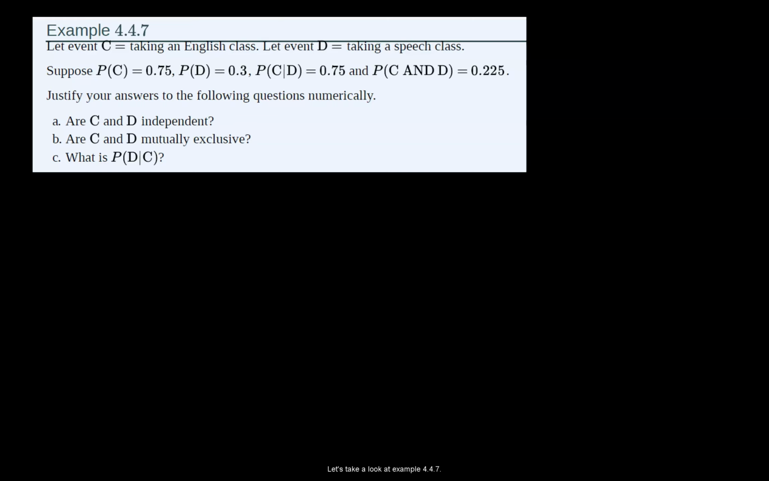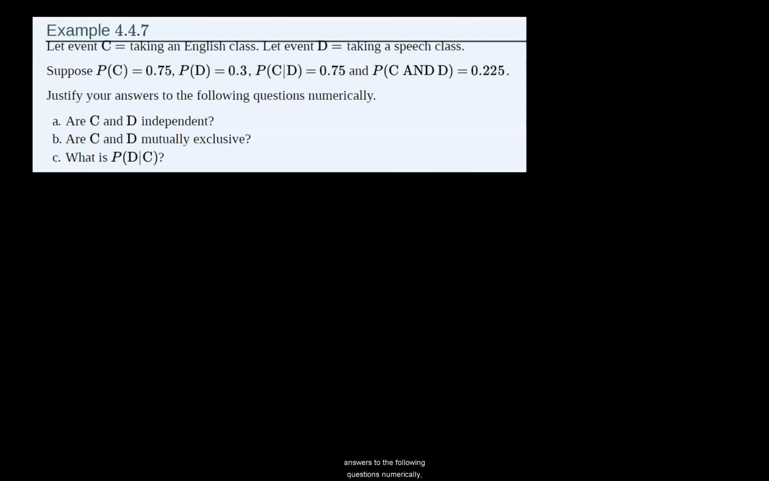Let's take a look at example 4.4.7. Let event C equal taking an English class. Let event D equal taking a speech class. Suppose the probability of C is 0.75, the probability of D is 0.3, the probability of C given D is 0.75, and the probability of C and D is 0.225.